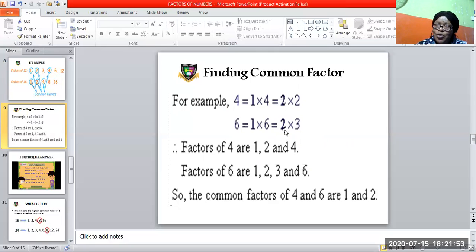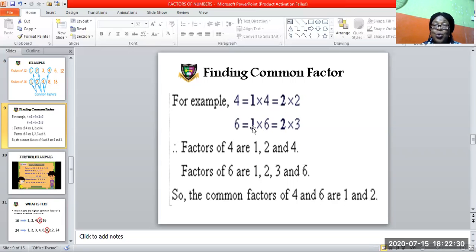You may ask, what happens to number 4? Number 4 factor cannot be found in the number 6. What happened to 3? 3 is a factor that cannot be found in number 4. 6 cannot be found in number 4. The only numbers that we can find that are similar in 4 and in 6 are number 1 and number 2.